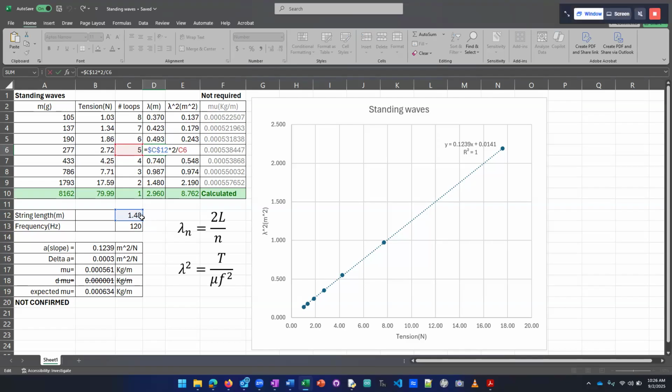Okay, so that's how you would calculate the wavelengths. Just take twice the length of the string, divide by how many loops you observe. Right.